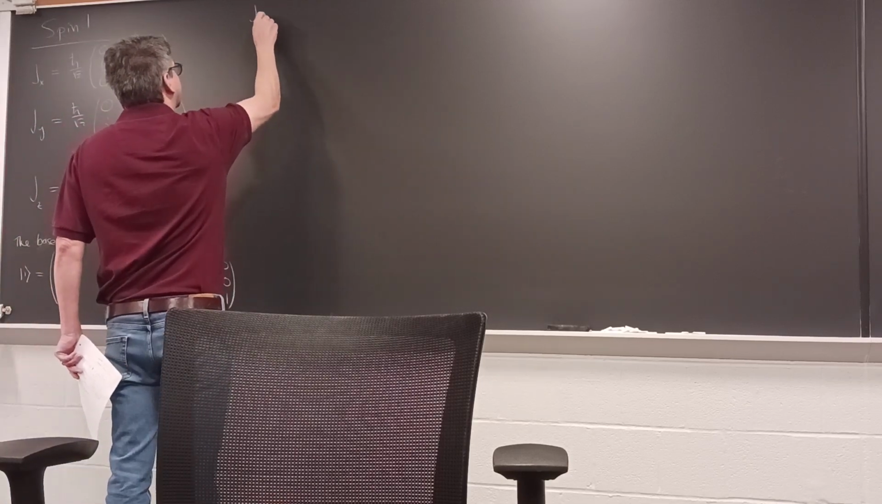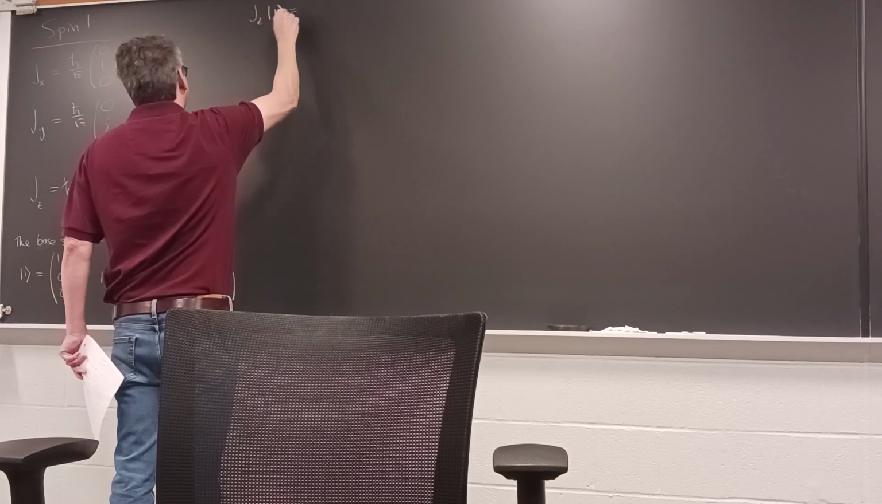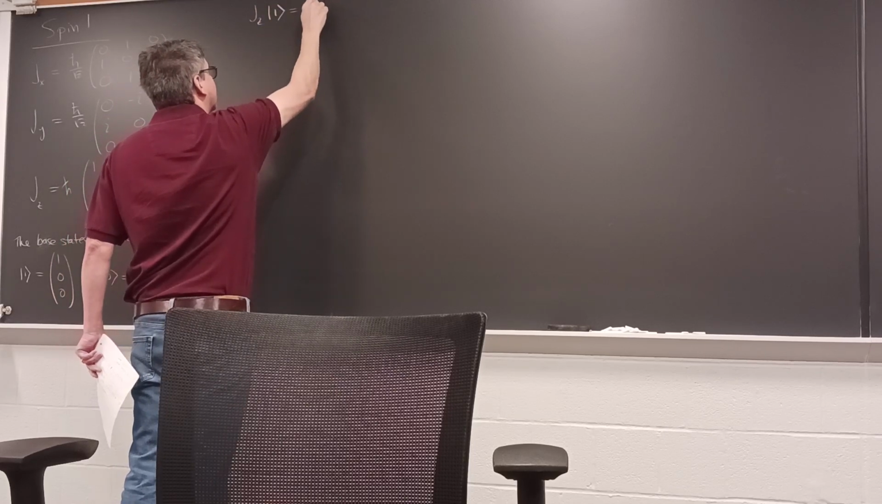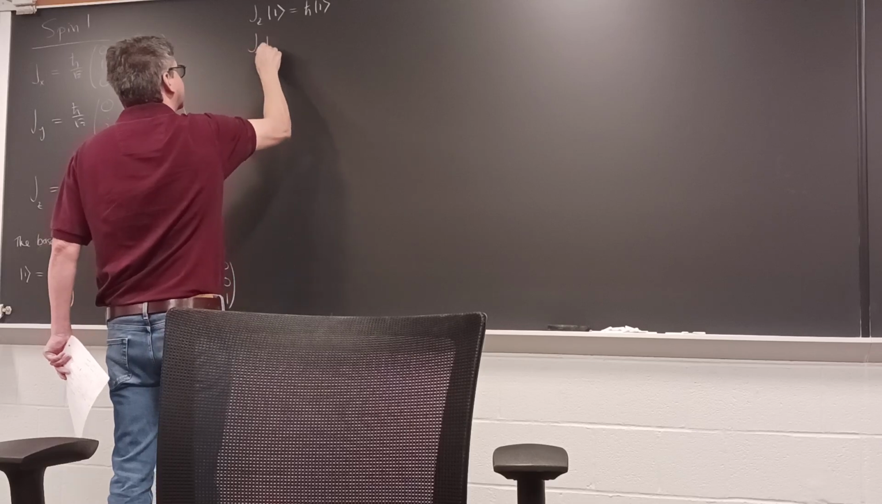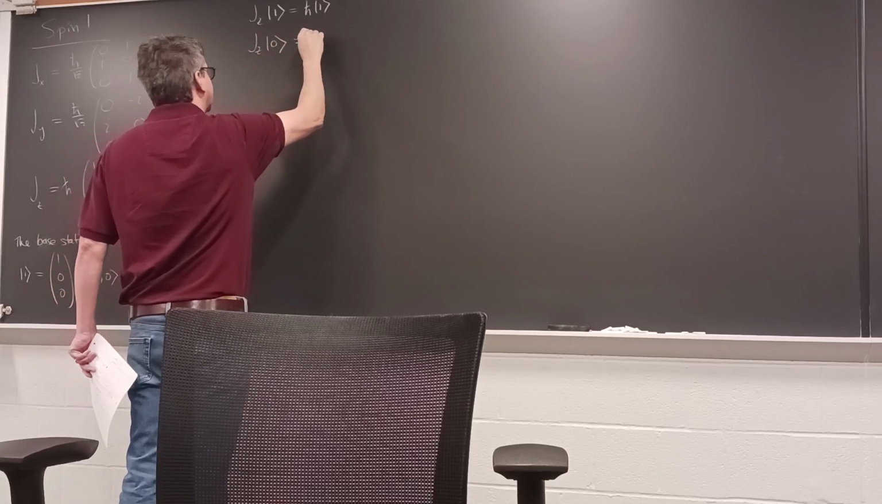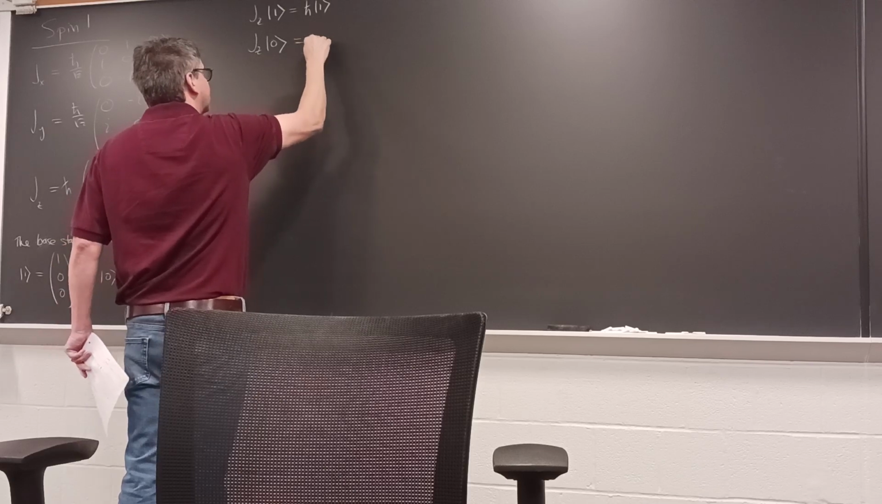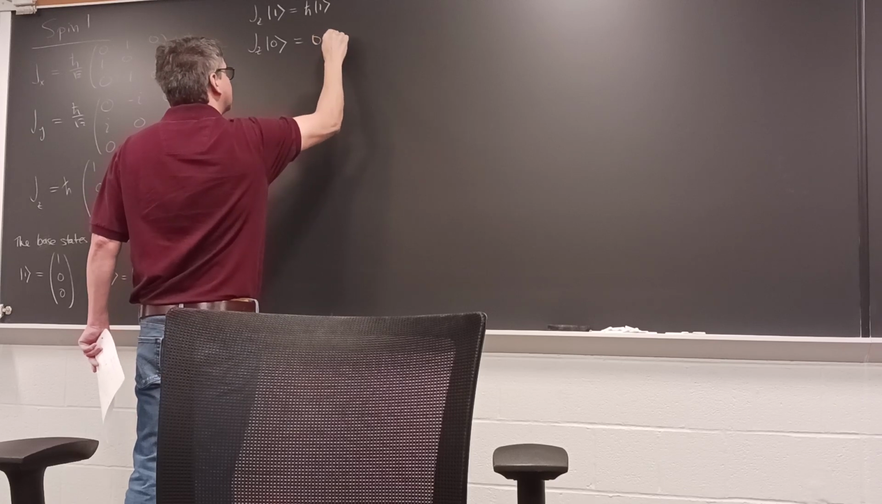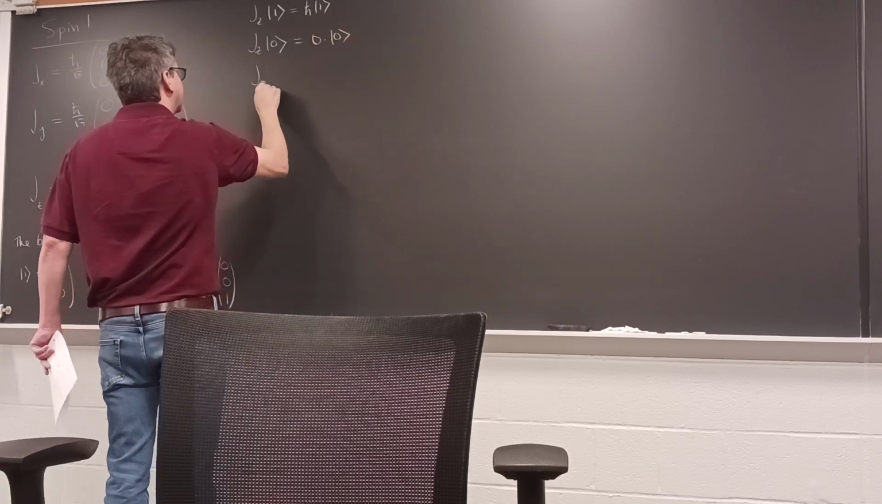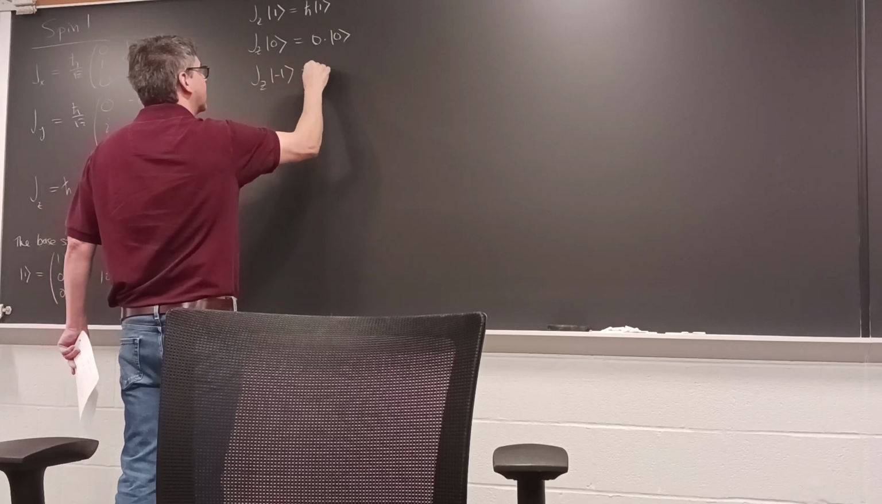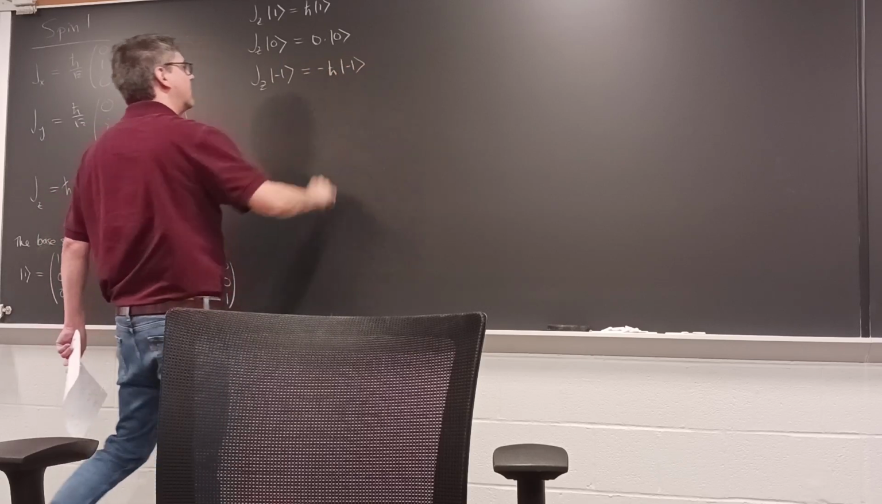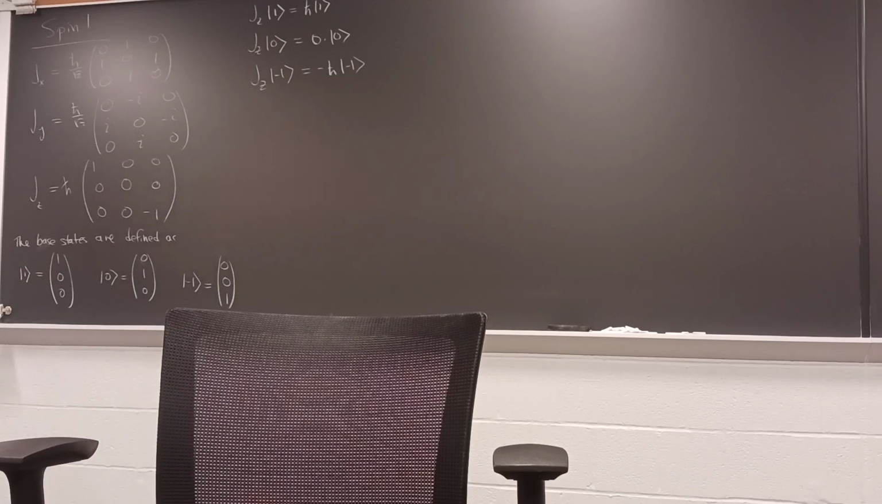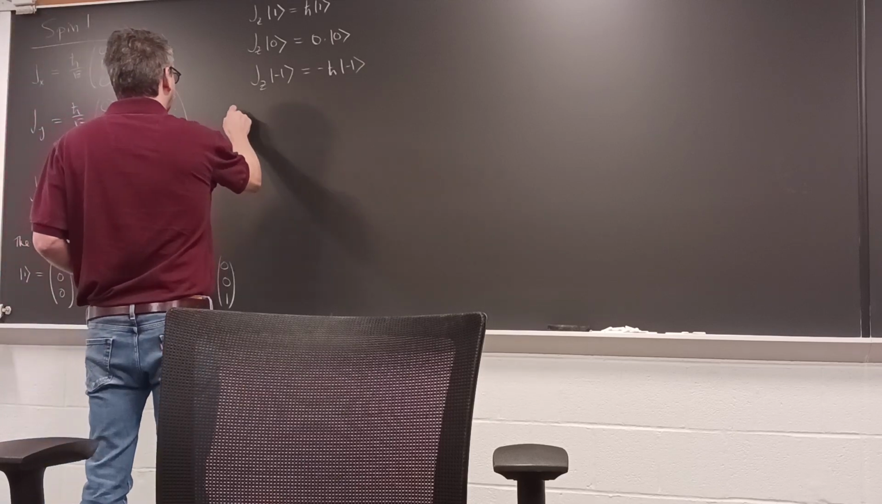And these states satisfied that Jz operating on the top state would give h bar times the top state. Jz operating on 0 gives 0 times the 0 state, and Jz operating on the bottom state gives minus h bar times the bottom state.